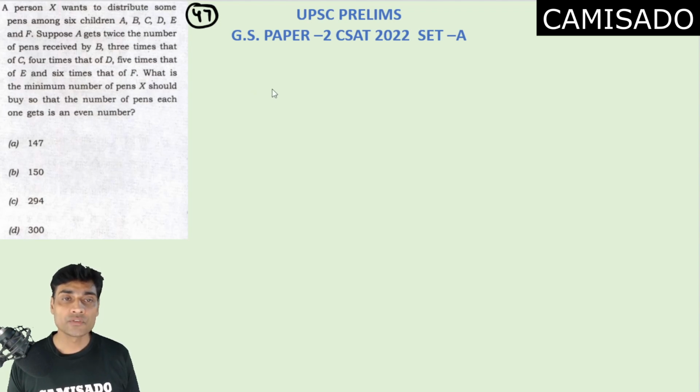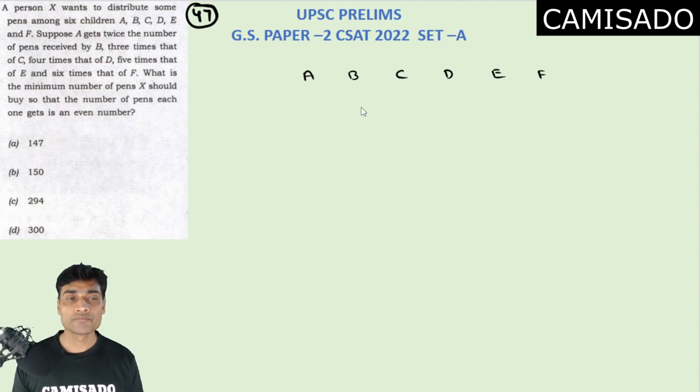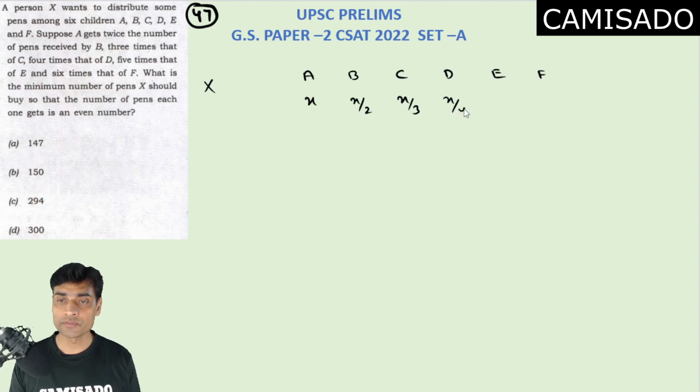a person X wants to distribute some pens among 6 students A, B, C, D, E and F. Fine. So person X wants to distribute pens among these 6 children. A gets twice the number of pens, B receives 3 parts. So according to all the given conditions, I can write it's X, it's X by 2, it's X by 3, it's X by 4, it's X by 5, X by 6.